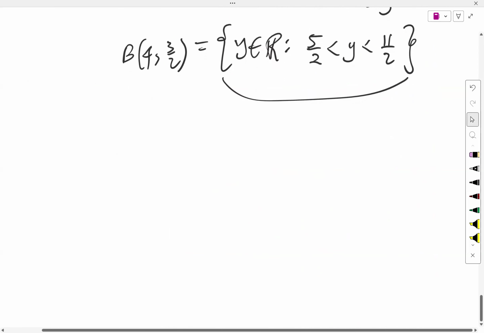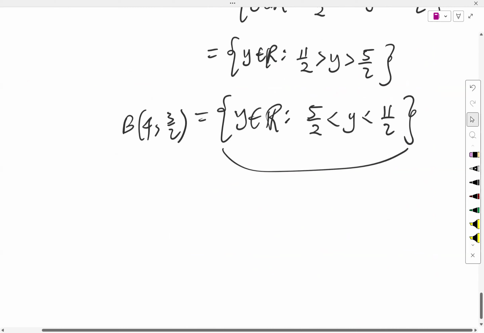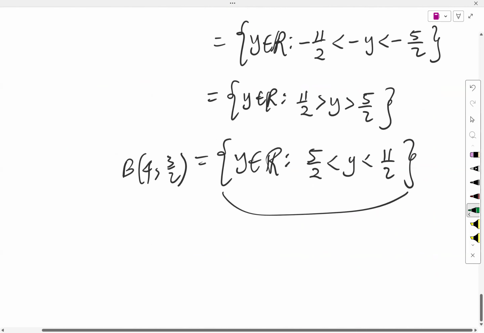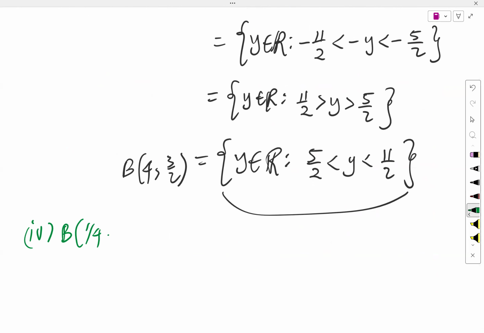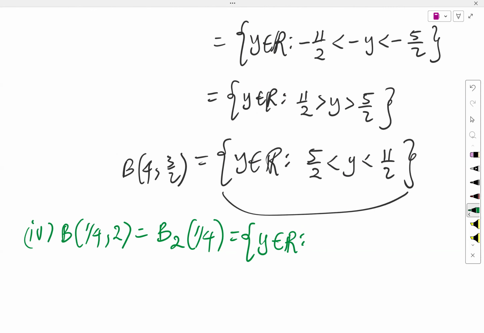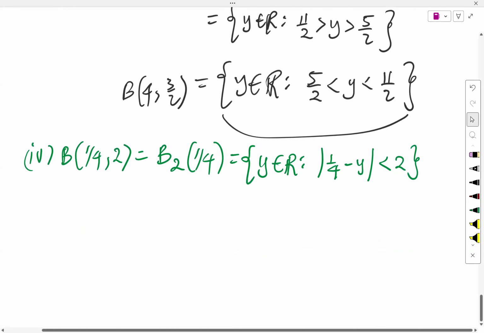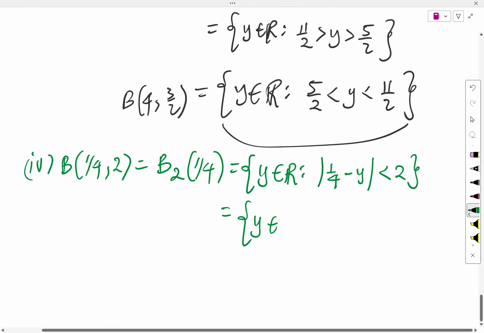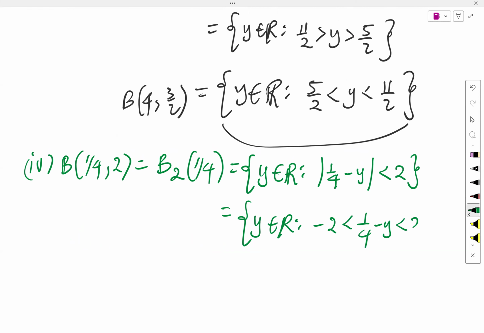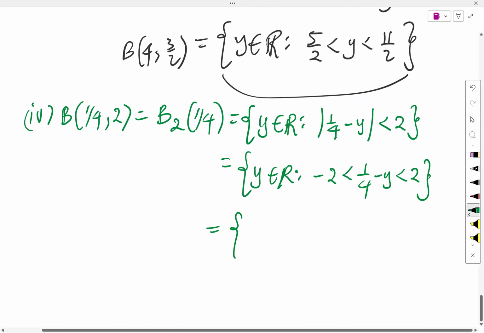Okay, so we do the last one, the fourth open ball, B(1/4, 2). The radius is 2, the center is 1 over 4, and that is the collection of all y belonging to the real number system such that the absolute value of x, which is 1 over 4, minus y is less than the radius, which is 2. So we have the collection of all y belonging to the real number system, and we have minus 2 less than 1 over 4 minus y less than 2. Okay, and then we subtract 1 over 4 from all sides.